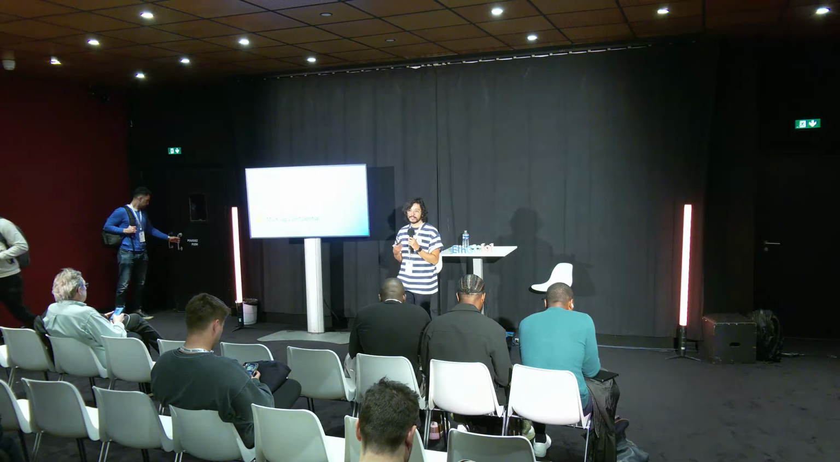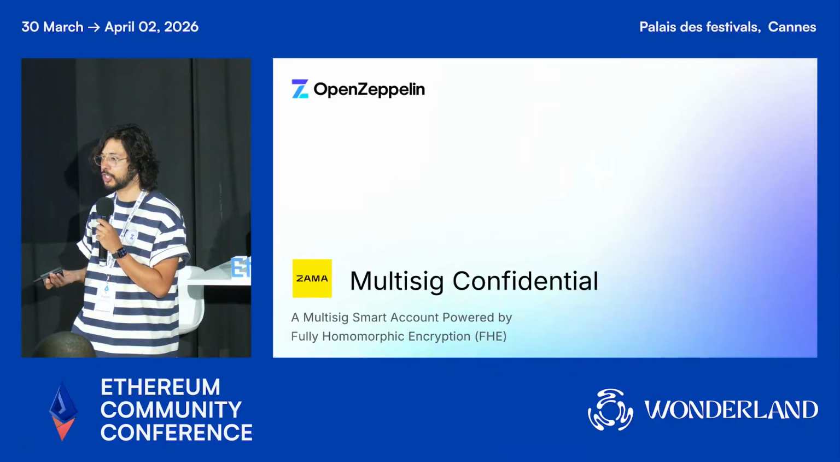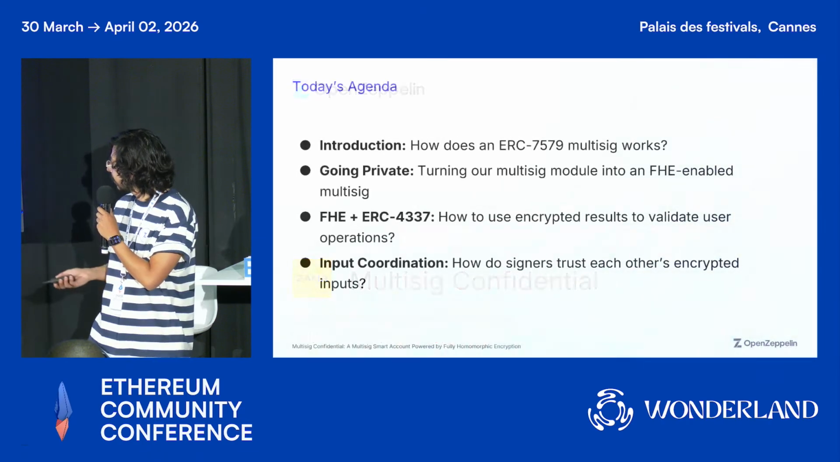So let's get started. Today, we're going to talk about a project that we have been developing at OpenZeppelin. It is called a Multisig Confidential. We have this agreement and partnership with Zama. Probably you're already familiar, they basically provide tooling for doing FHE on Solidity, which is pretty great for confidentiality. So let's get into it.